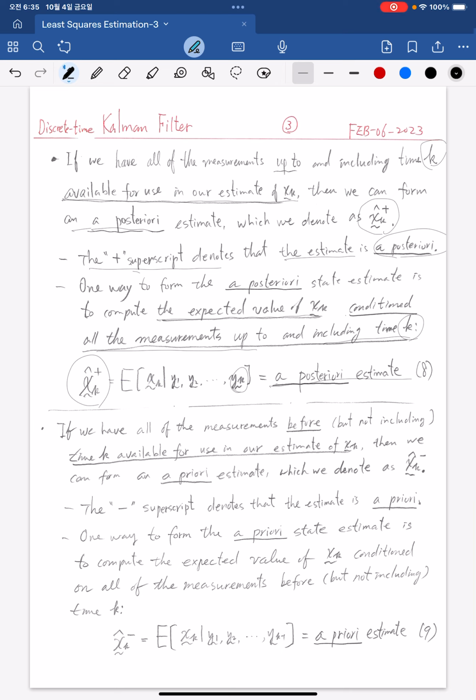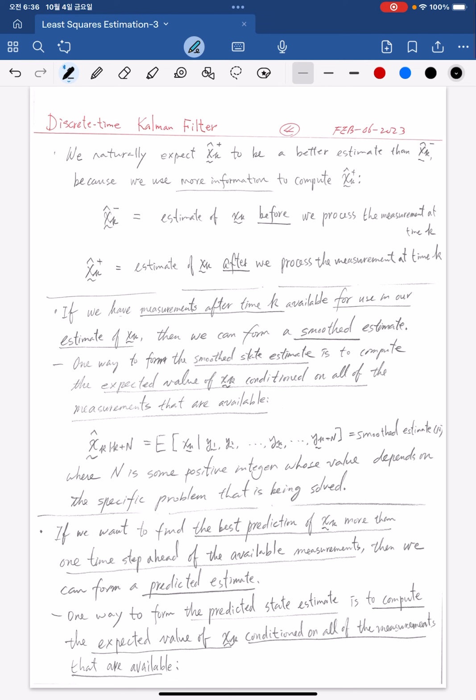If we have all the measurements before but not including time k available for use in our estimate of x_k, then we can form a priori estimate which we denote as x_k hat minus. The minus superscript denotes that the estimate is a priori. One way to form the a priori state estimate is to compute the expected value of x_k conditioned on all the measurements before, but not including time k, y_{k-1}까지 포함한 a priori estimate. We naturally expect x_k plus to be a better estimate than x_k minus because we use more information to compute x_k plus. x_k minus is the estimate of x_k before we process the measurement at time k. x_k plus is the estimate of x_k after we process the measurement at time k.